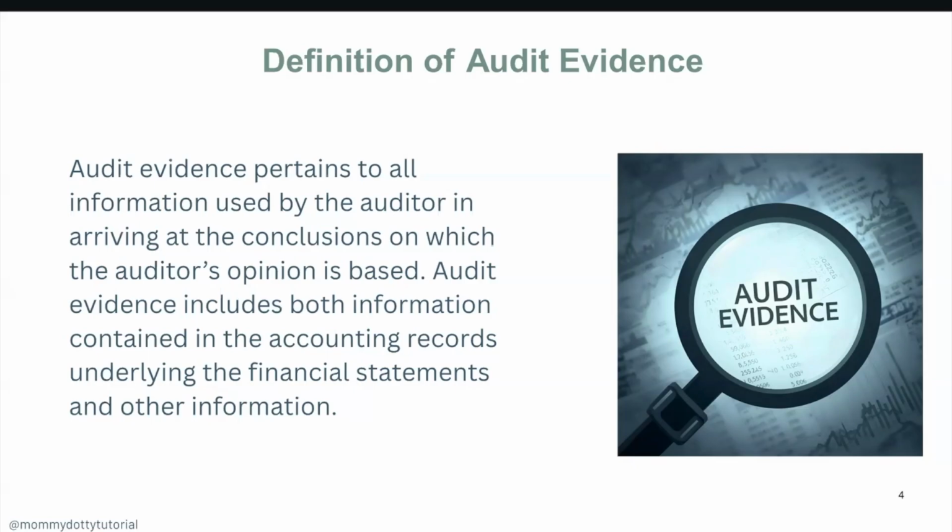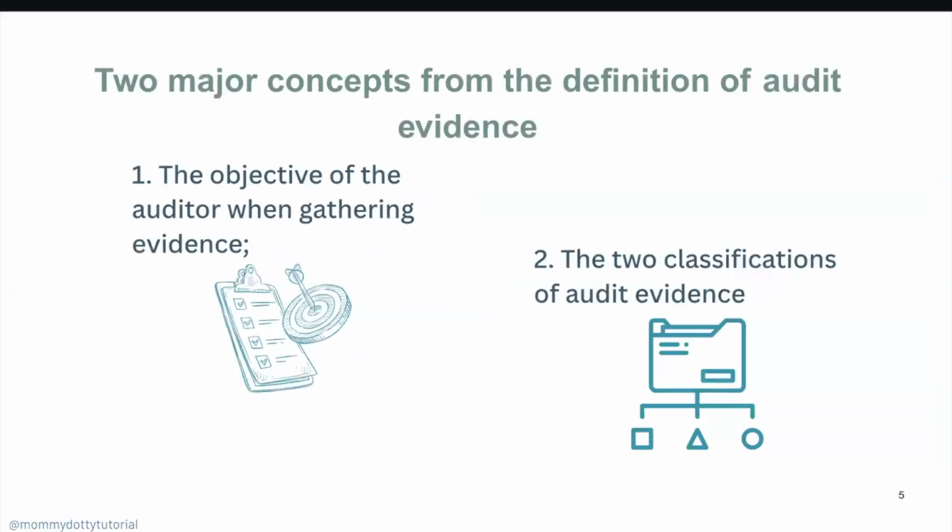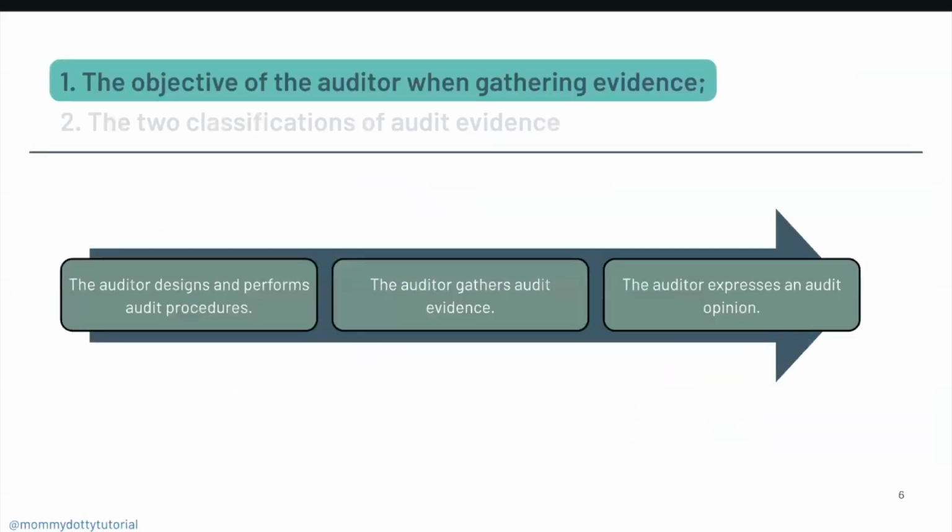As such, the auditor plans and performs the audit with the objective of gathering the required quantity and, of course, the quality of evidence to support the opinion. Based on the audit evidence definition, we have drawn two major concepts. One is the objective of the auditor when gathering the evidence, and the other is the two classifications of audit evidence. Let's start with the objective of the auditor when gathering evidence.